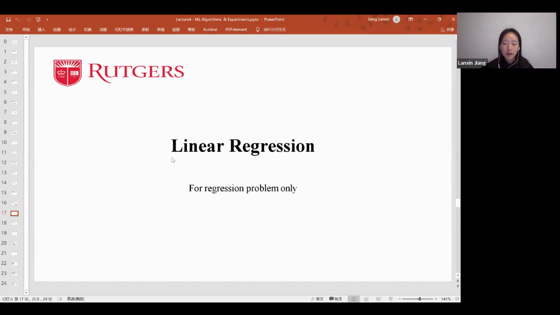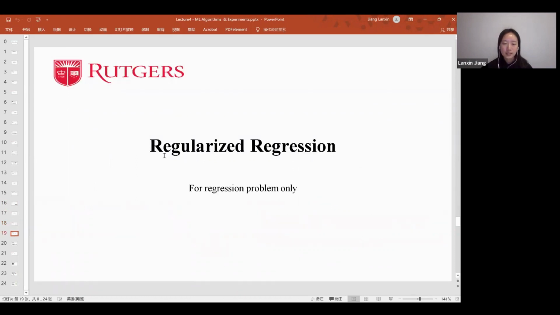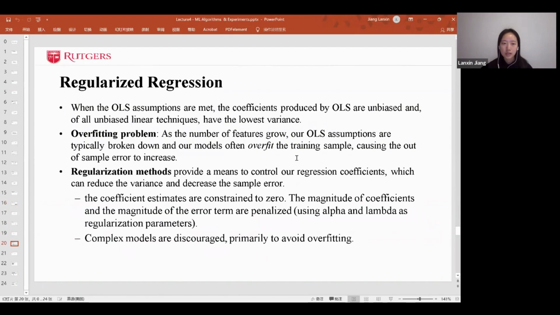Finally, there are some algorithms for regression problems only. The first one is linear regression, which you are very familiar with. So we try to find a linear relationship between the input X and the output Y by minimizing the error. And the second one is the regularized regression. So when the OLS assumptions are made, the coefficients produced by OLS are unbiased, and of all unbiased linear techniques have the lowest variance. However, in real life, the problems often have many features.